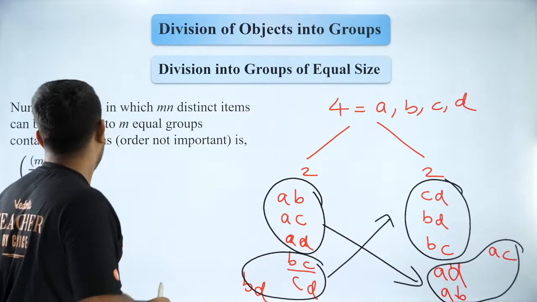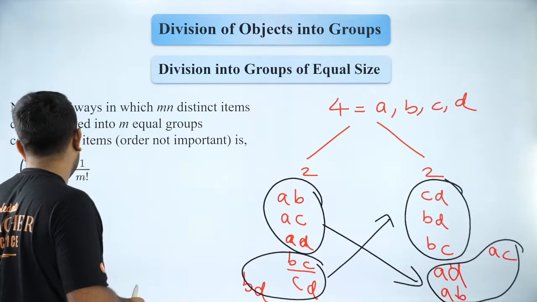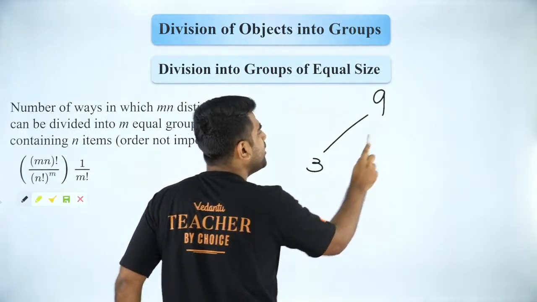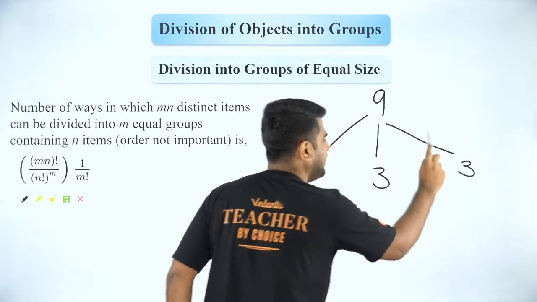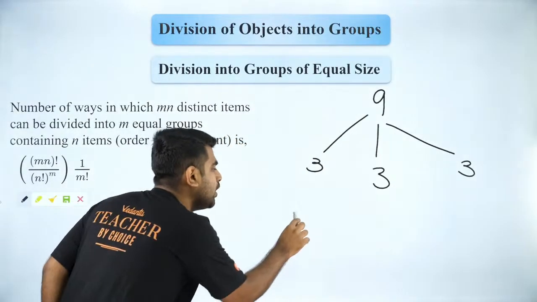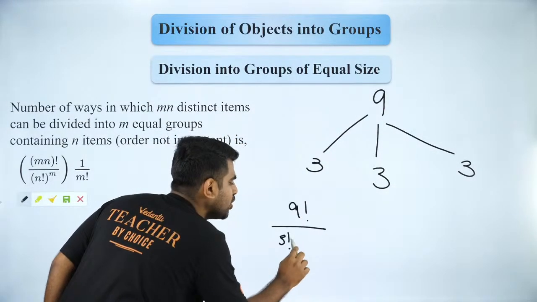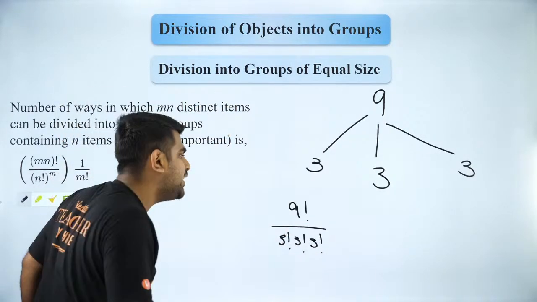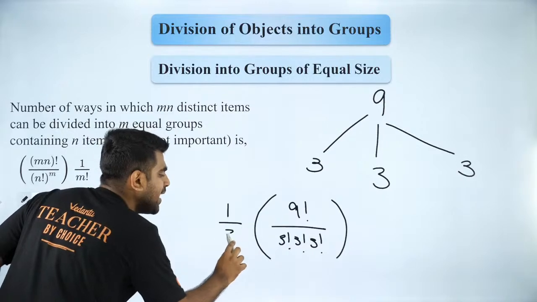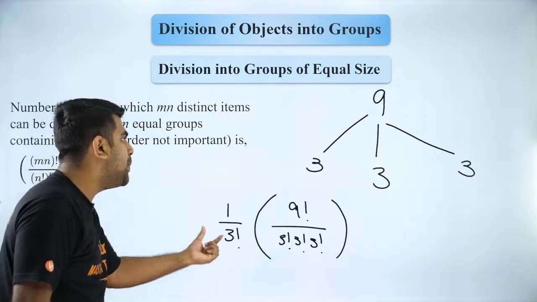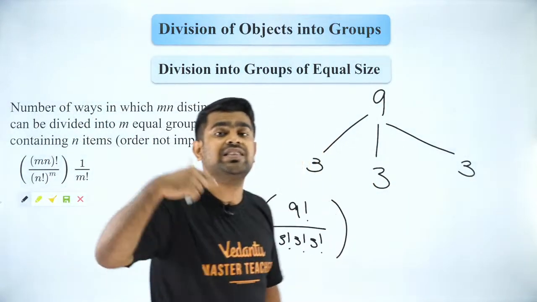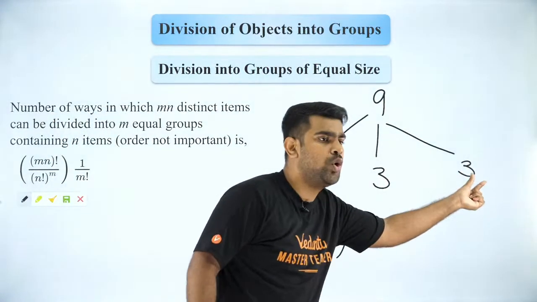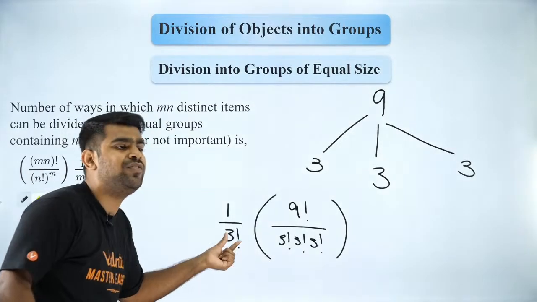Okay. So now let me give you a tougher example. Now you tell me, if I have 9 objects and I want to divide into groups of 3, 3 and 3, what will be the answer? The answer will be 9 factorial by 3 factorial, 3 factorial, 3 factorial, just like the previous method. Then I will divide by 3 factorial. So however many equal groups you have, that many factorial you have to divide by. So I have 3 equal groups, so I need to divide by 3 factorial.